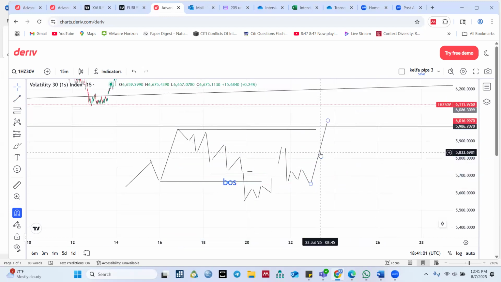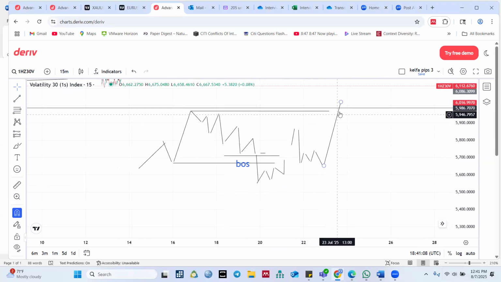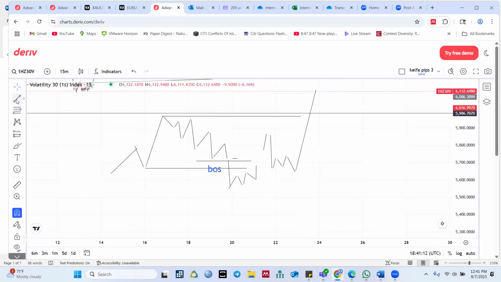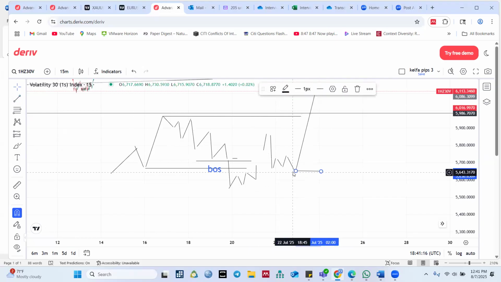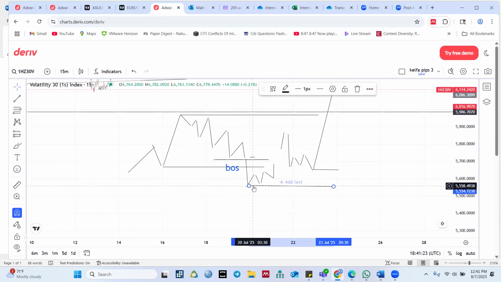It's not complex, it's simple to join the bullish market. Once it breaks structure like this, there is this area of low, there is this low here, and there is this low here. So this area becomes your protection.